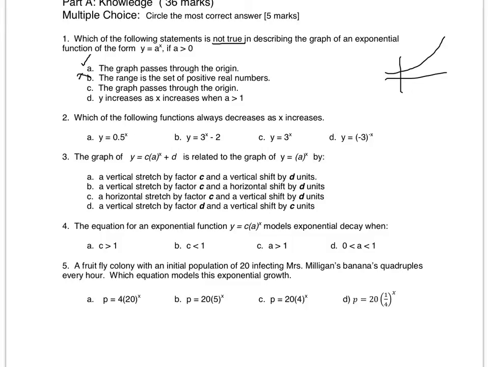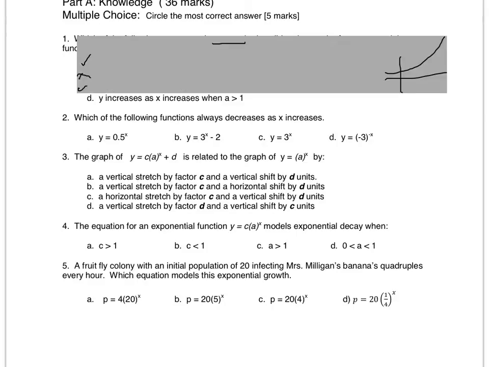The next one, the same as a, says the graph passes through the origin, so the answer is correct. And the last one, y increases as x increases when a is greater than 1, which is also true. So this option also is not valid. So any one of A or C is the correct answer.